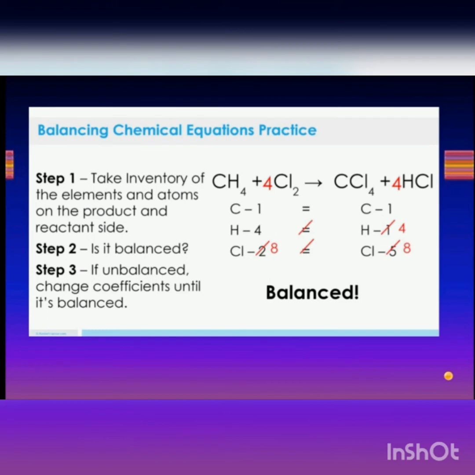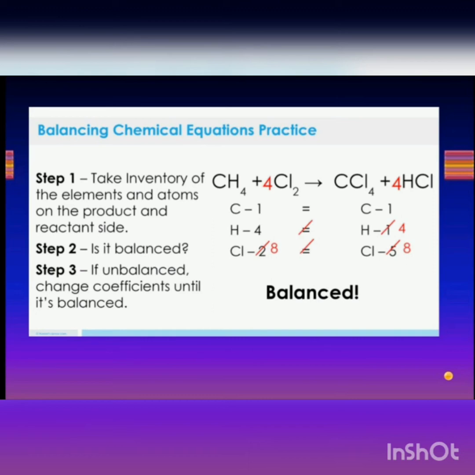Here's another simple equation. We have CH4, methane, plus 4 chlorines giving us carbon tetrachloride and 4 HCl. How do we get this equation and how do we balance it? The skeletal equation would have read as CH4 plus Cl2 giving us CCl4 plus HCl. So what's written in black is the skeletal equation.